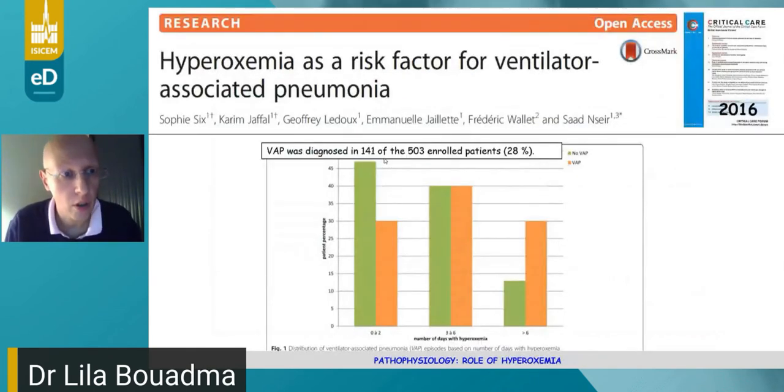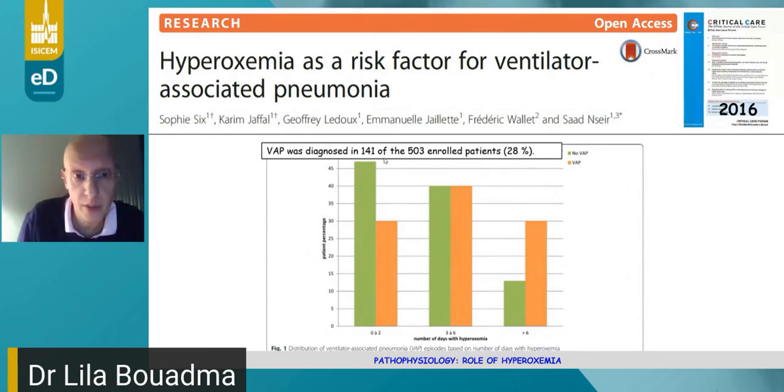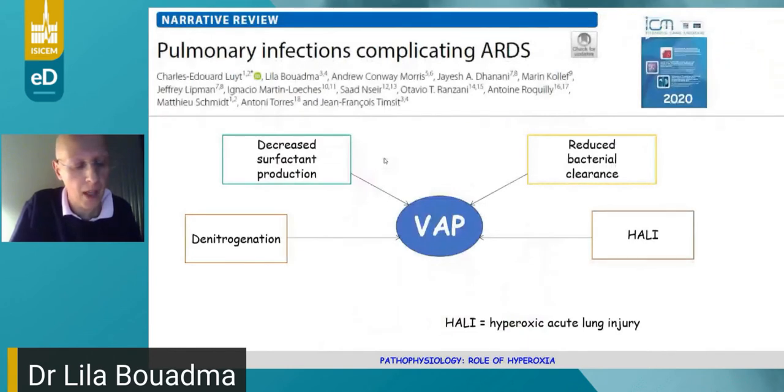Secondly, hyperoxemia is a very important issue. In this retrospective observational study performed in a single ICU, hyperoxemia is independently associated with PAP. Hyperoxemia can promote VAP because it favors acute lung injury by itself, called hyperoxic acute lung injury, but also denitrogenation, a reduction in surfactant production, and impaired bacterial clearance.